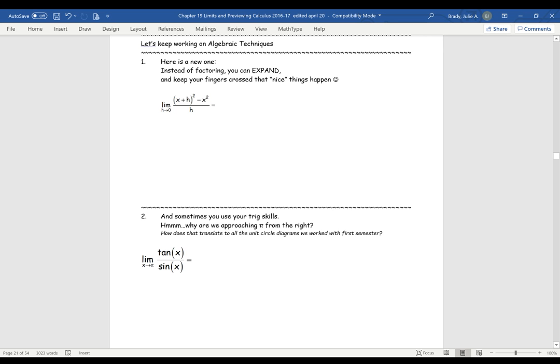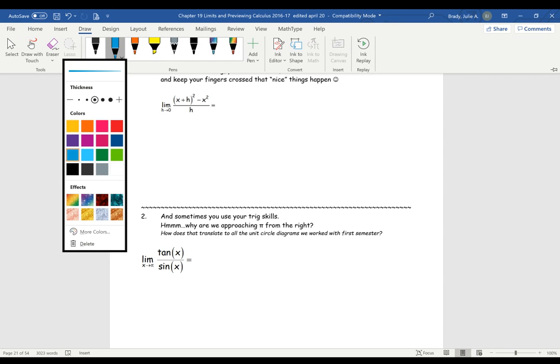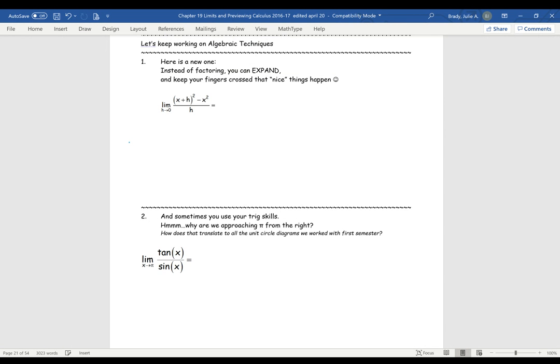Okay, so today's goal is we're going to look at a couple other algebraic techniques. Let me grab a pen. Okay, you're going to see this one next year in calculus a lot. It's kind of like the slope formula for one point, so we use that a lot. And I didn't do so much in the Google Doc, so I want to make sure everybody's okay with how you write stuff.